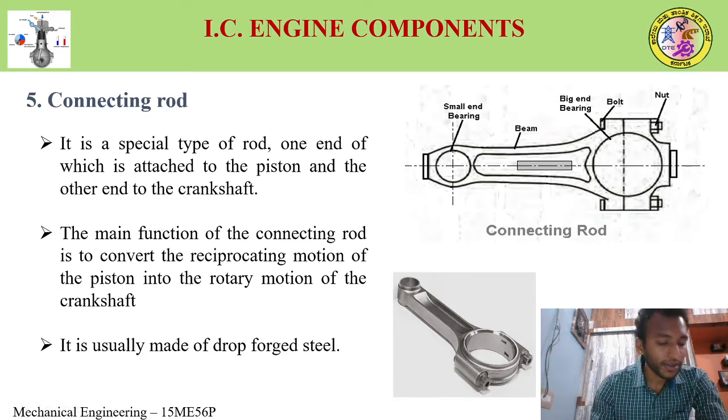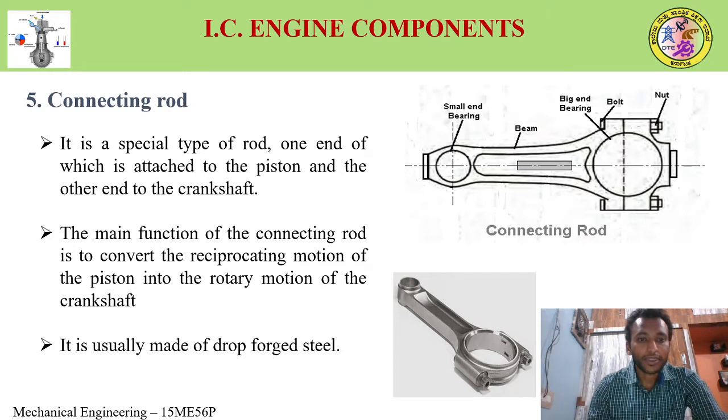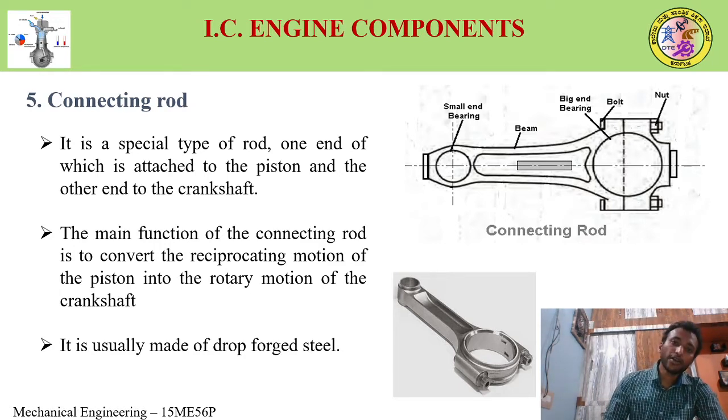This is connected to the crankshaft by crank pin. So this is connecting rod. The main function of this connecting rod: we already know that the piston will be having a reciprocating motion. So that reciprocating motion energy will be transferred to this connecting rod and finally to the crankshaft.